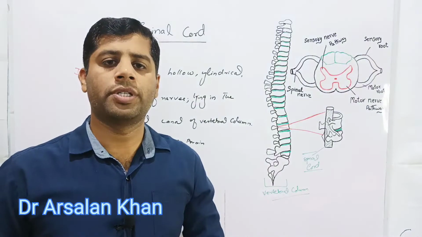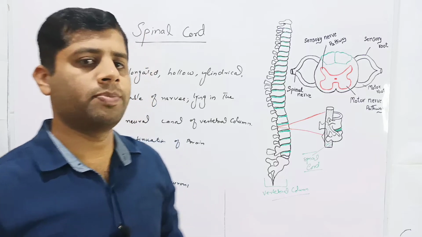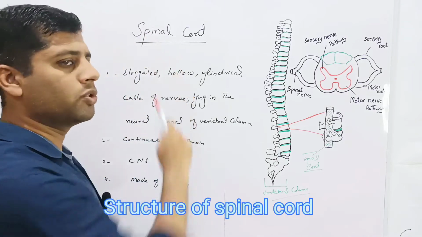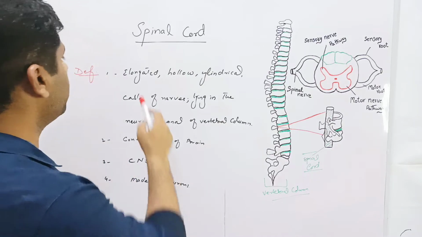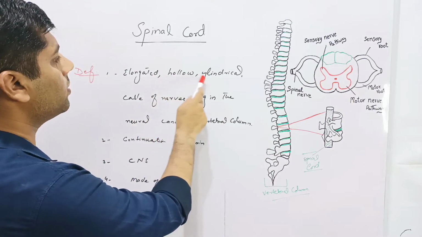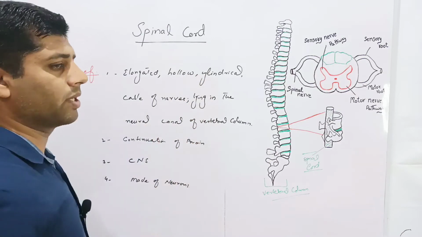Hi, I'm Dr. Arsalan and today we are going to discuss the structure and function of the spinal cord. The spinal cord is the most important and vital organ of the body. It is an elongated, hollow, cylindrical cable of nerves lying in the neural canal of the vertebral column.